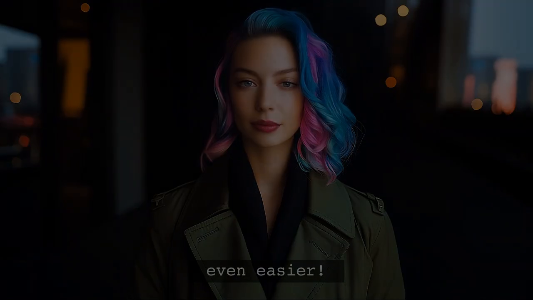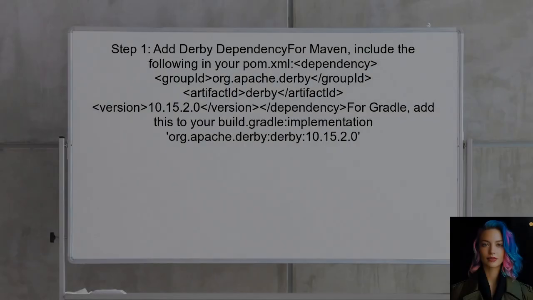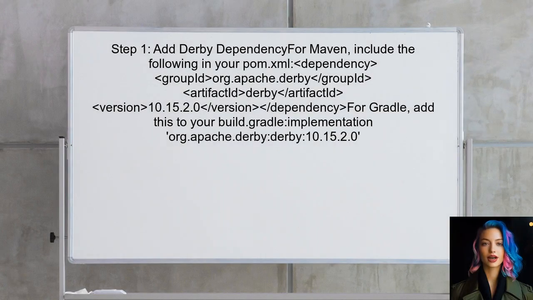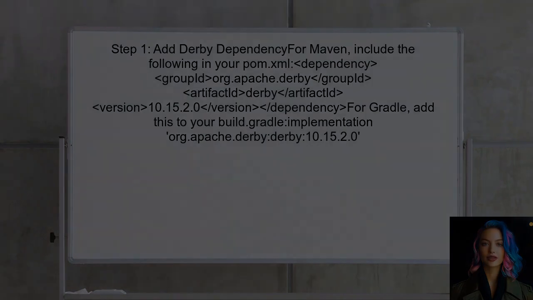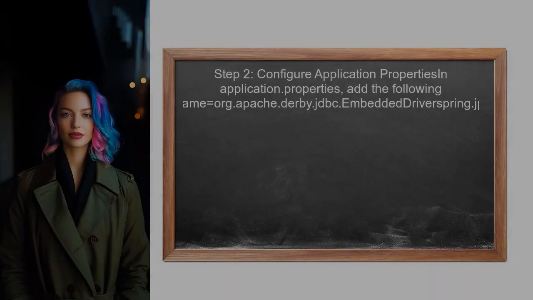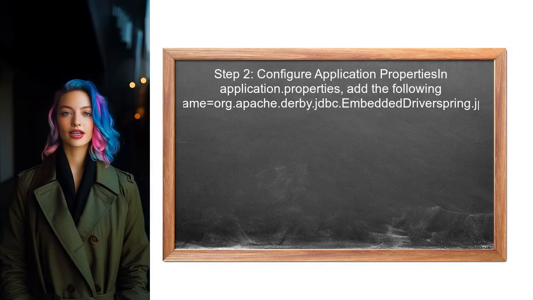To begin configuring the embedded Derby database in a Spring Boot application, the user should first add the necessary dependencies to their project. This can be done by including the Derby dependency in the Maven or Gradle configuration file. Next, the user needs to configure the application properties to connect to the embedded Derby database. This involves specifying the database URL and other settings in the application properties file.